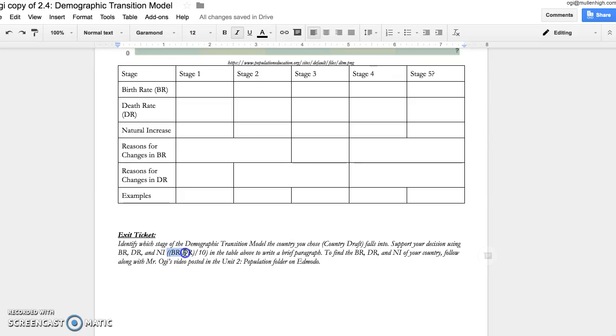And here's the little, there's a little, what's the word for this? The equation. There we go. That's the equation to find natural increase. And you're going to write a brief paragraph about all of this.